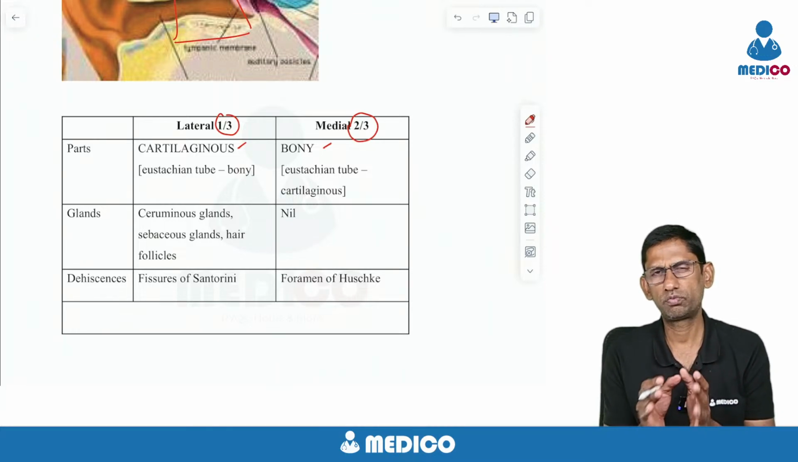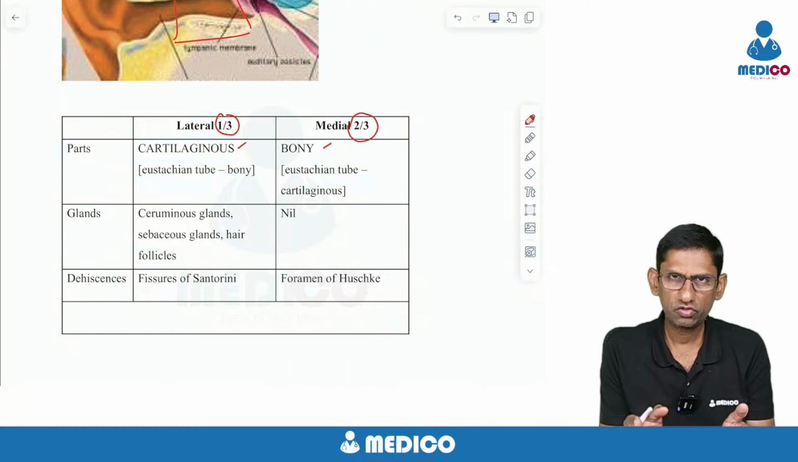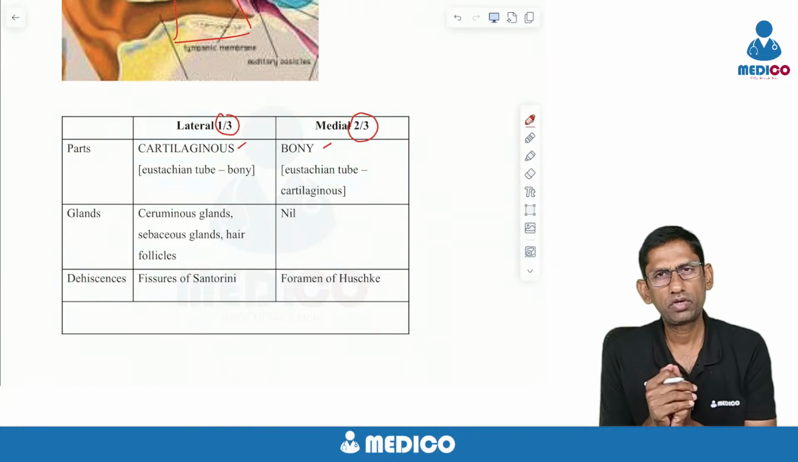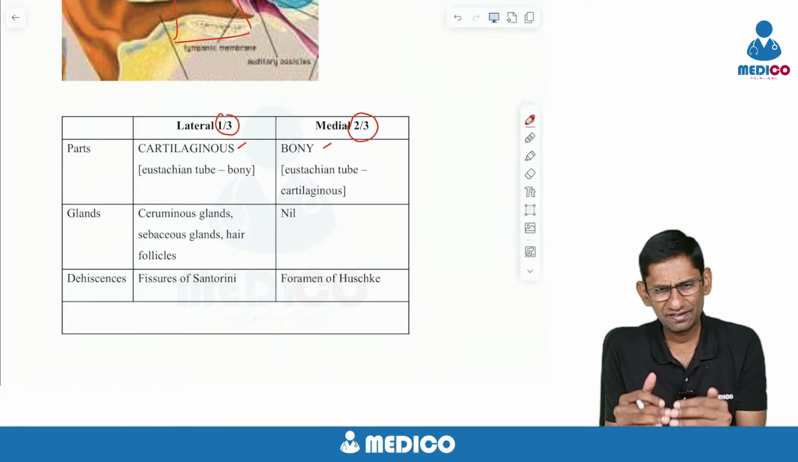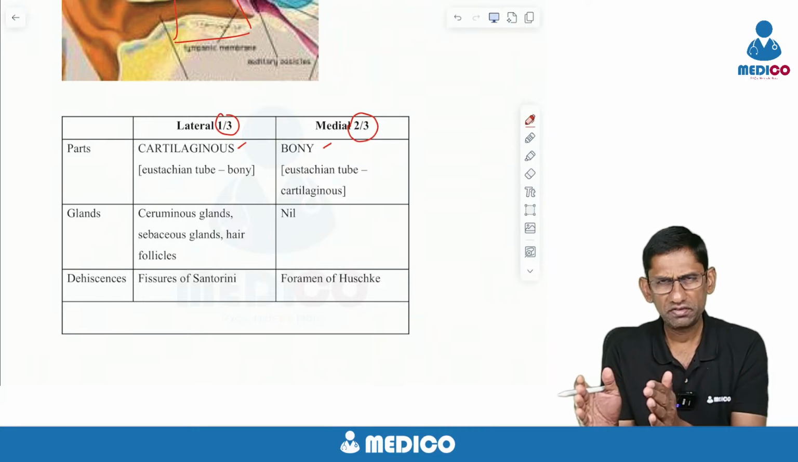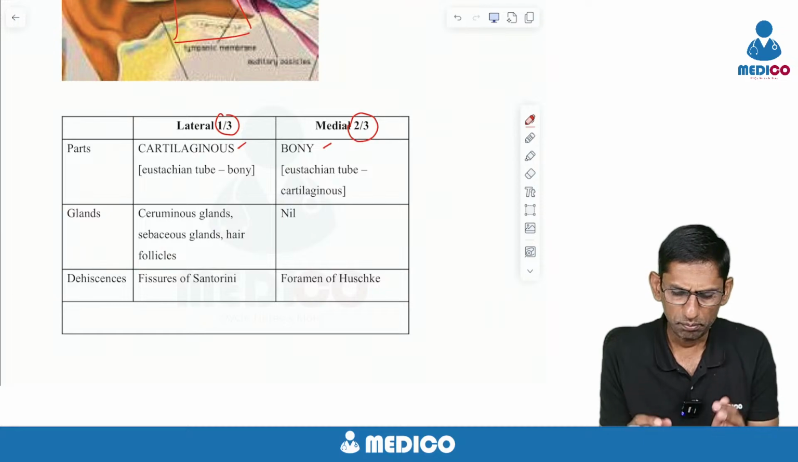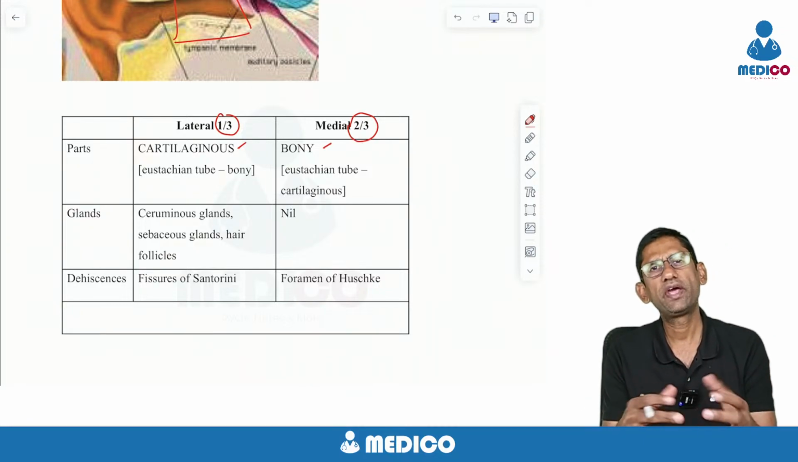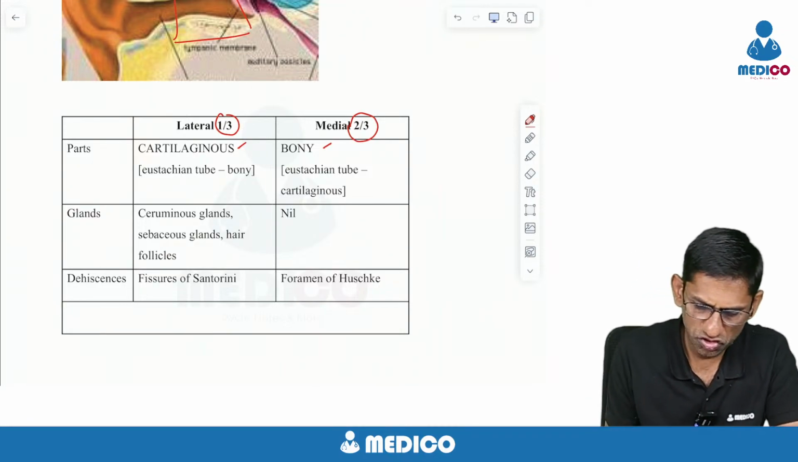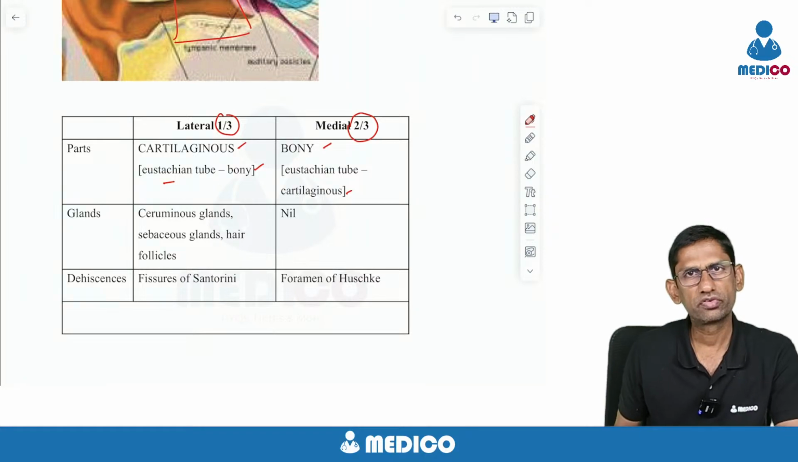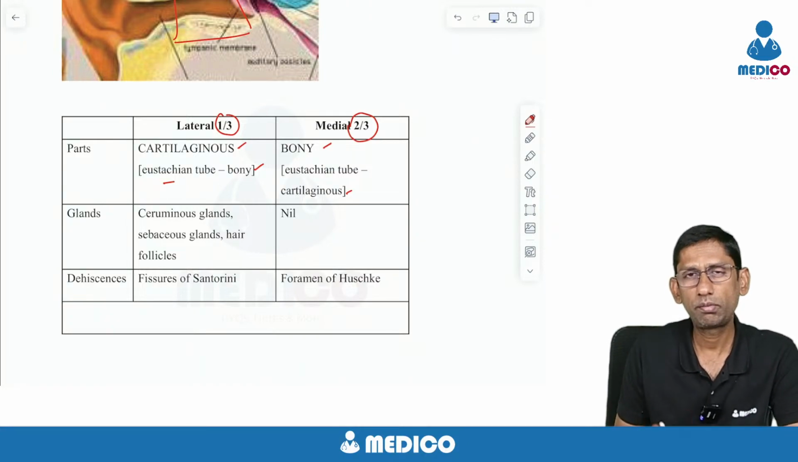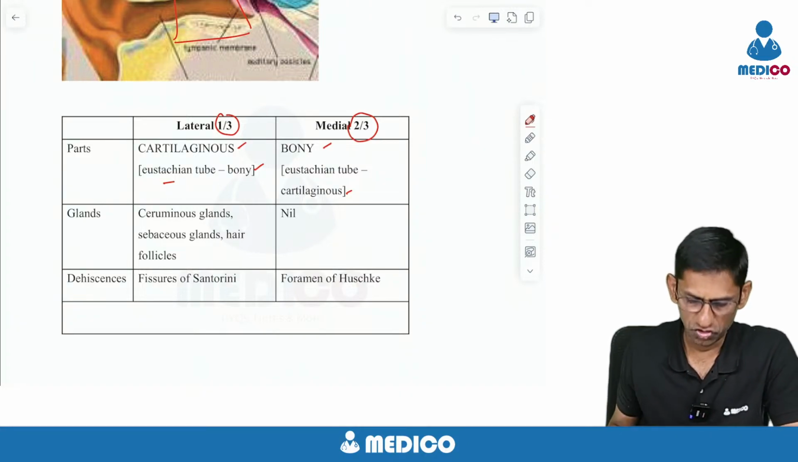So remembering this point is quite easy. If you remember this point, you can easily derive the point for the eustachian tube, which is exactly opposite. The division is the same for the eustachian tube, but the component is exactly opposite. For the eustachian tube, the lateral 1/3 is bony and the medial 2/3 is cartilaginous. So easy to remember. Remember the external meatus, and you will get the point for the eustachian tube.